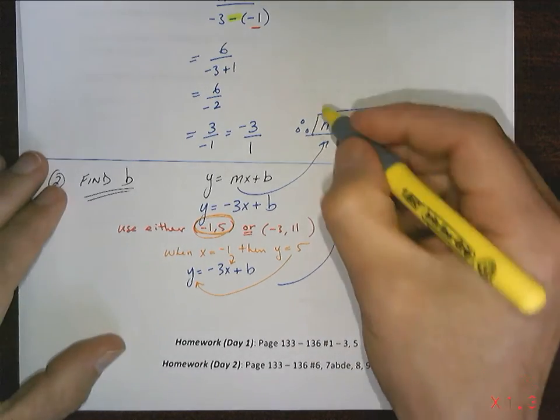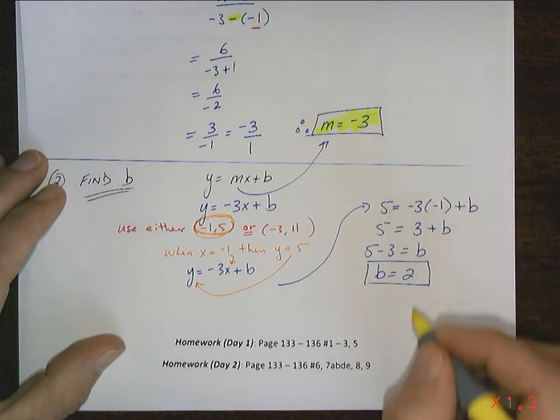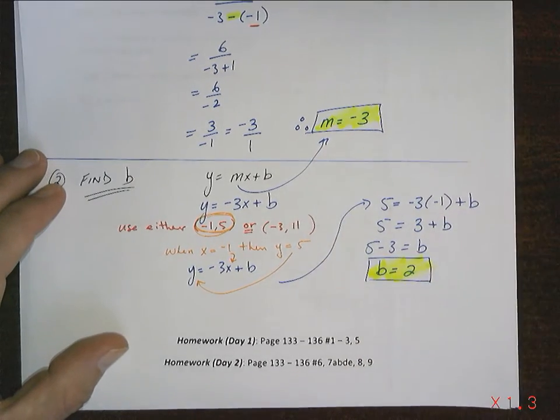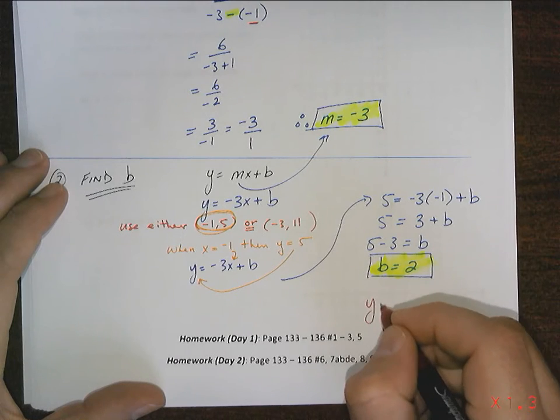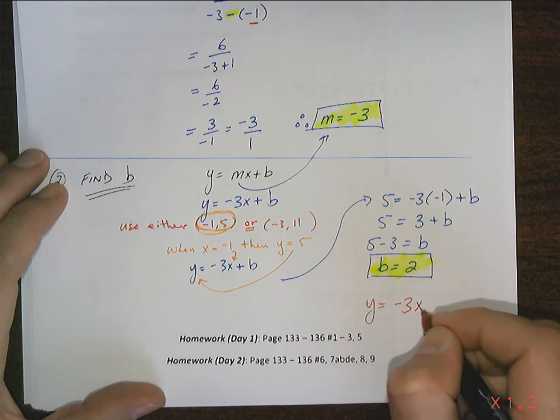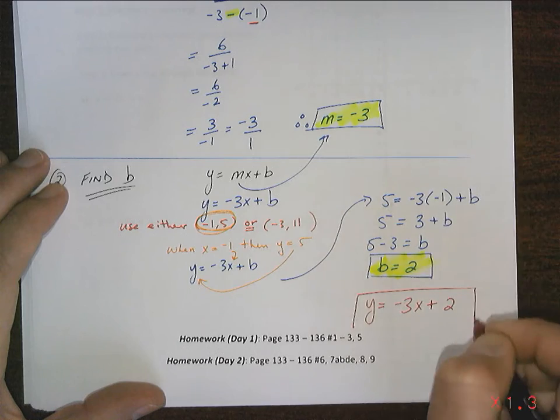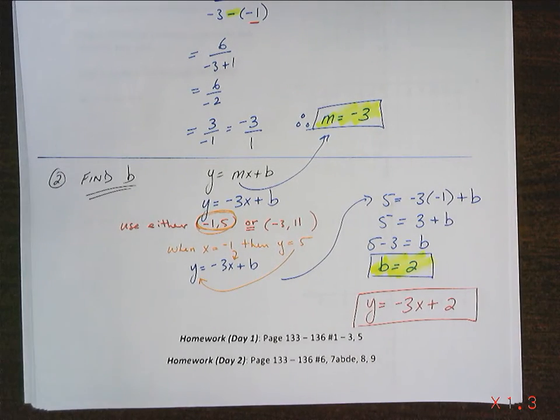I know the m value. I know the b value. So the final answer is y equals negative 3x plus 2. And that is your final answer.